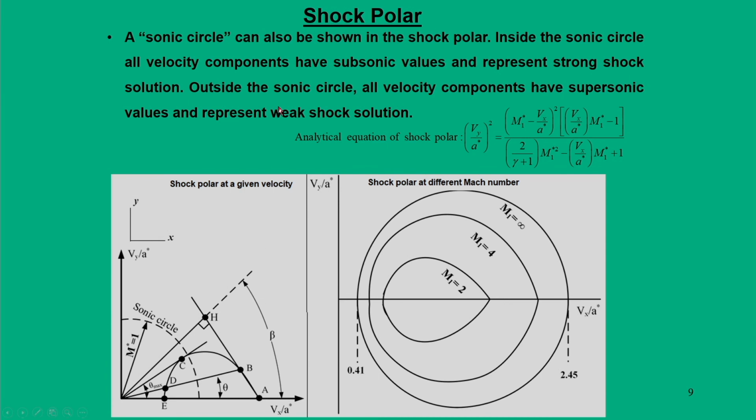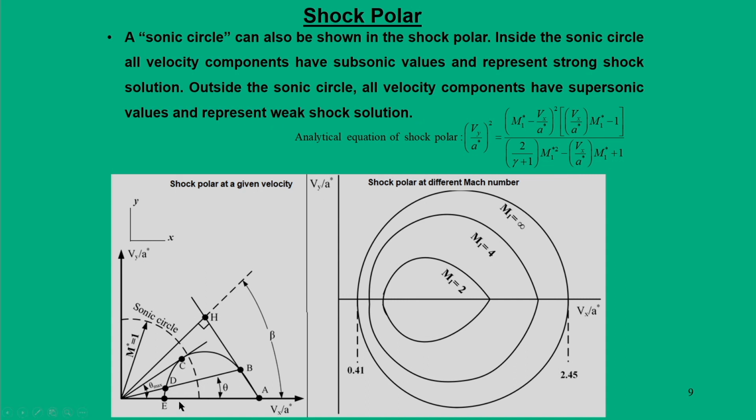Another important significance is that since we have plotted it through a non-dimensional number, that is the characteristic Mach number, we can also think about drawing a sonic circle. A sonic circle can also be shown in the shock polar. Inside this sonic circle the velocity components will have subsonic values and it represents the strong shock solutions. Outside the sonic circle, the components of velocity will have supersonic values and it will represent the weak shock solutions.